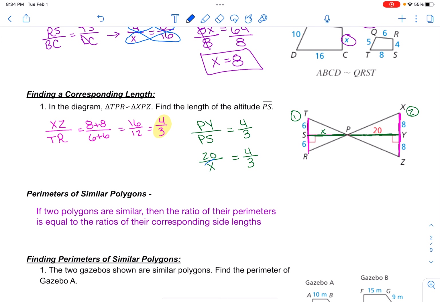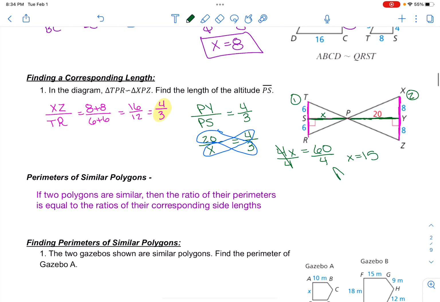And now this looks just like what we just did above, where we have to cross multiply to solve for that missing side. 4 times X, it's just 4X. 20 times 3 is 60. Divide both sides by 4. And we get X to equal 15. So to rewrite that in answering the problem, PS is 15.